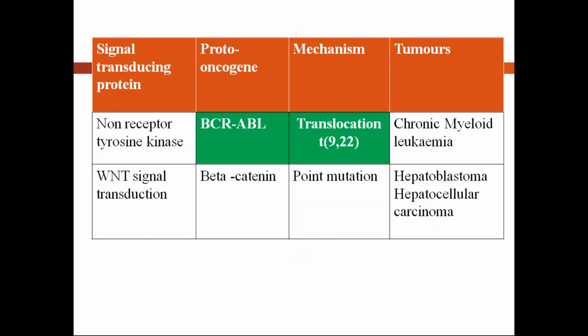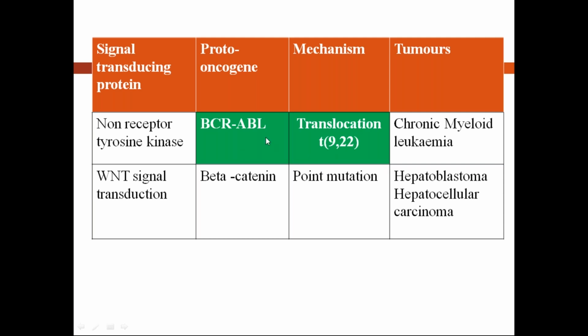See, the other signal transducing protein apart from the RAS gene is the non-receptor tyrosine kinase protein. Here the proto-oncogene is the BCR-ABL gene, and the mechanism is translocation. It is commonly seen in chronic myeloid leukemia. In detail, you will learn it in the WBC chapter under the tumor section. CML is very important for you. When we teach CML, at that time we will explain in detail the pathogenesis involved.